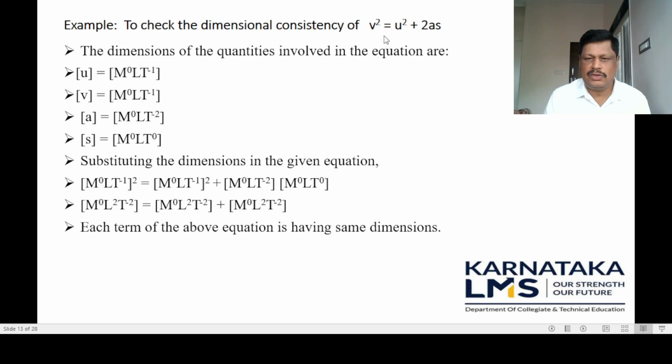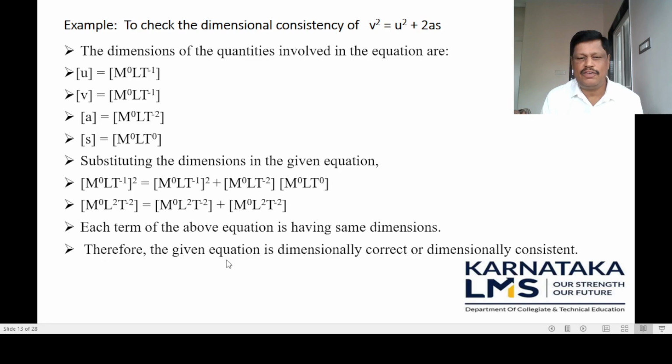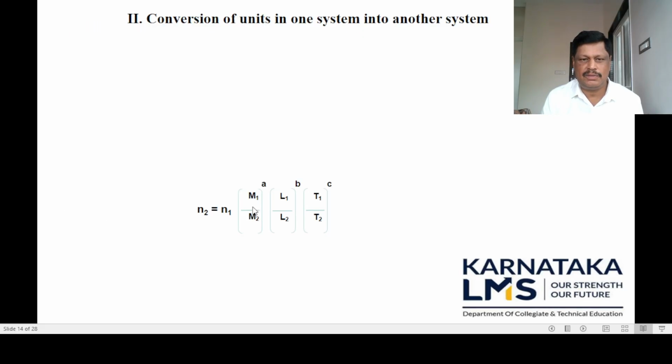That is, V square is equal to U square plus 2AS has the same dimensions on either side of the physical equation. Therefore, this equation is dimensionally correct. Each term of the above equation has the same dimensions. Therefore, the given equation is dimensionally correct or dimensionally consistent. Here, the constant 2 in the term 2AS does not have dimensions. Therefore, we omit the 2 in this equation.